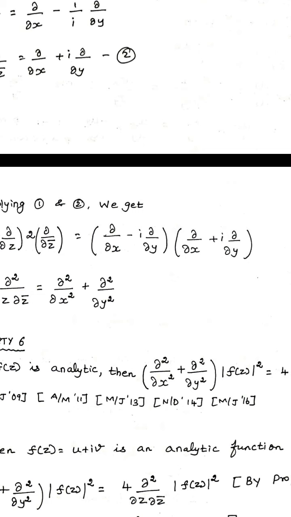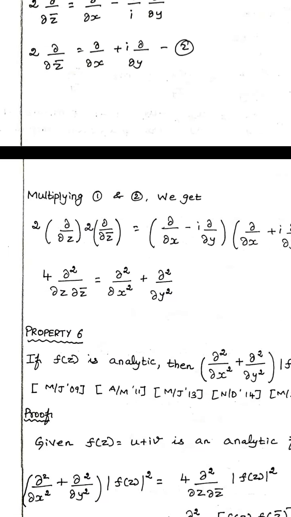So dou square by dou x square, a square minus b square. So here i square value is minus 1, so minus into minus gives us plus. Okay, so what will be the answer? 4 into dou square by dou z dou z bar equals dou square by dou x square plus dou square by dou y square.